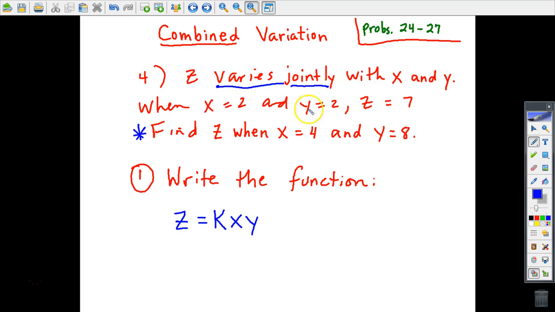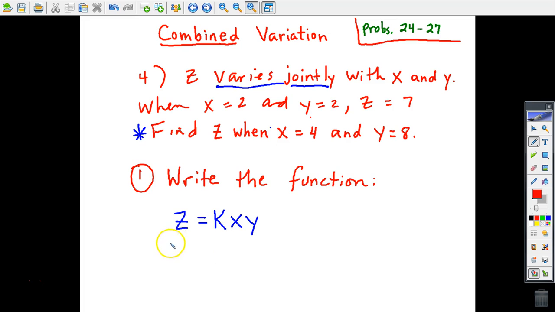Okay? Now, if you'll notice, my next sentence contains values for variables. One thing that stands out to me is they did not give me a value for k. They gave me a value for every other variable in this equation except for k. Well, that's interesting. So that tells me I'm going to have to use these numbers to find out what k is. Okay, so let's do that.